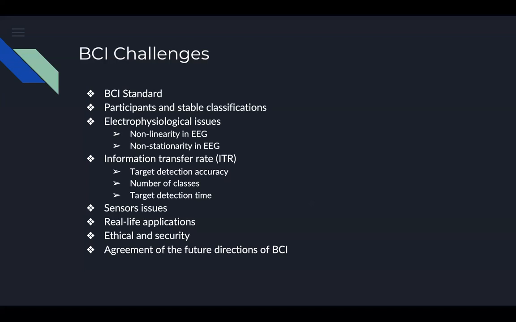Number of classes. As I mentioned before, there are so many signals which we receive during the test which we haven't categorized or classified. If we are going to classify all of those signals, it is going to be a very high number of classes. And the targeted detection time.